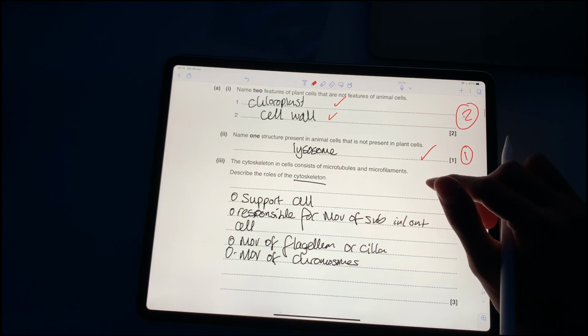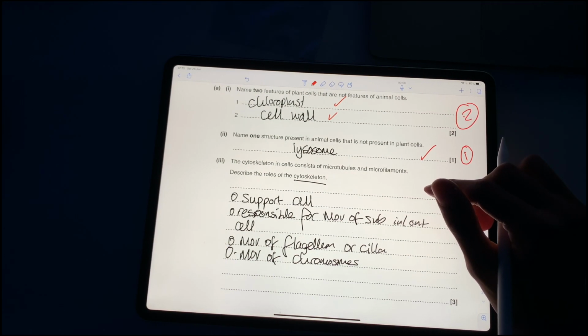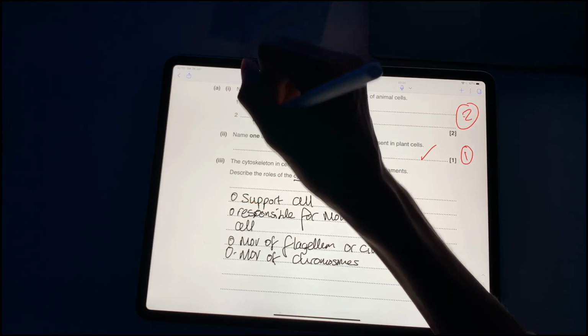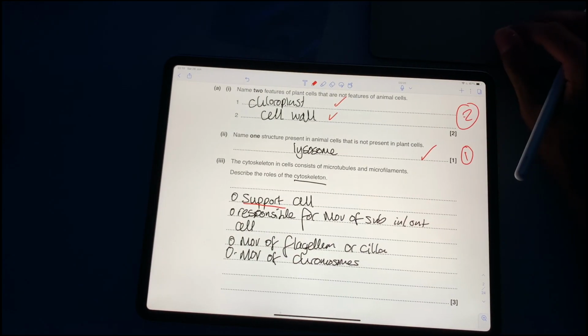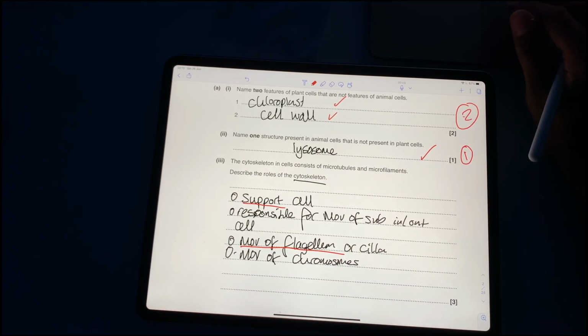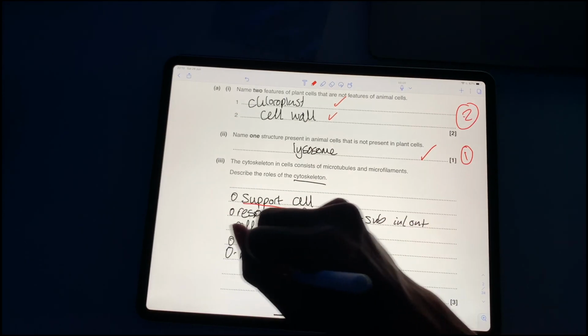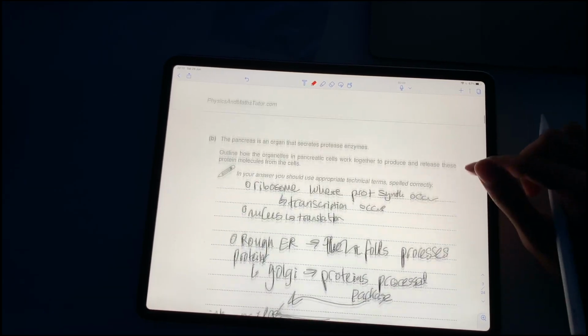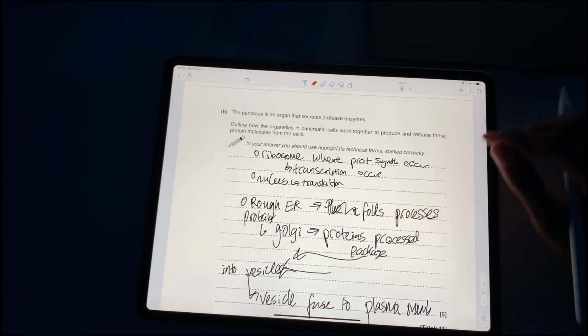Support role of the cytoskeleton. So whole cell support. So cell support. So that's 1 mark. Movement of cilia. Yes, movement of cilia. Another mark. Movement of chromosomes. Another mark. So that's 3 already. I'm actually proud of myself. This is where I think I messed up.